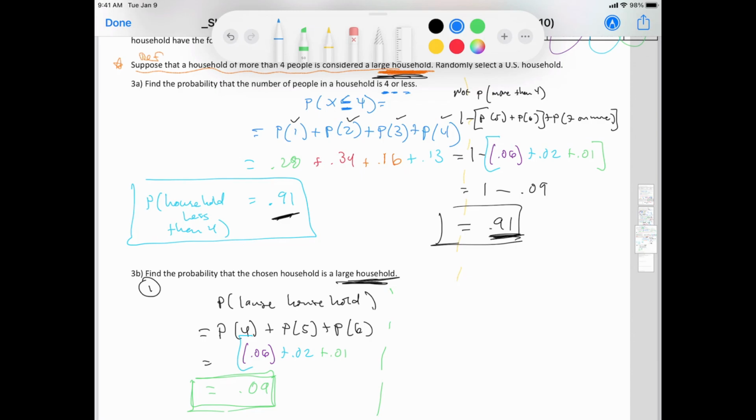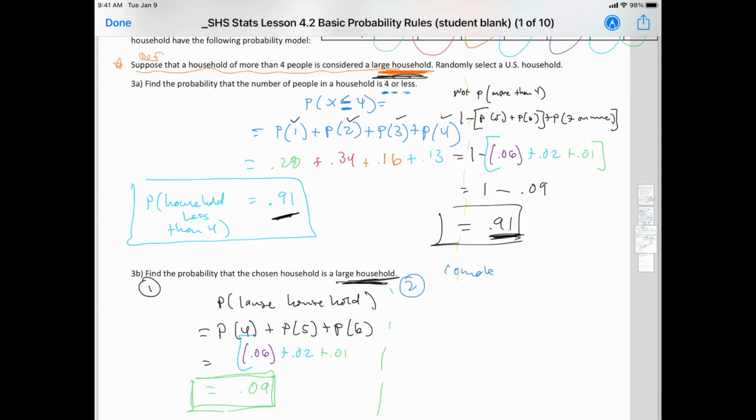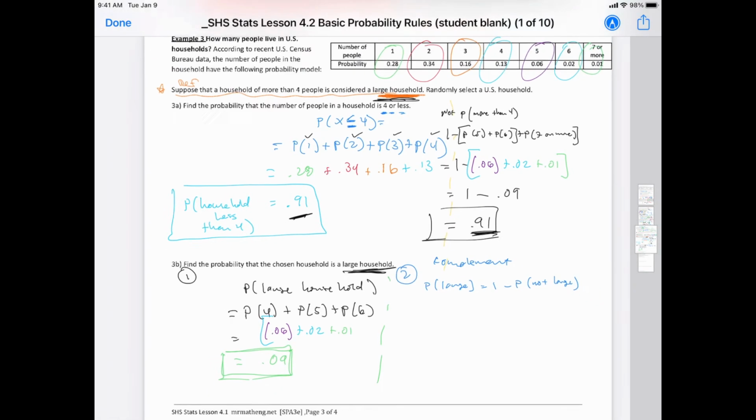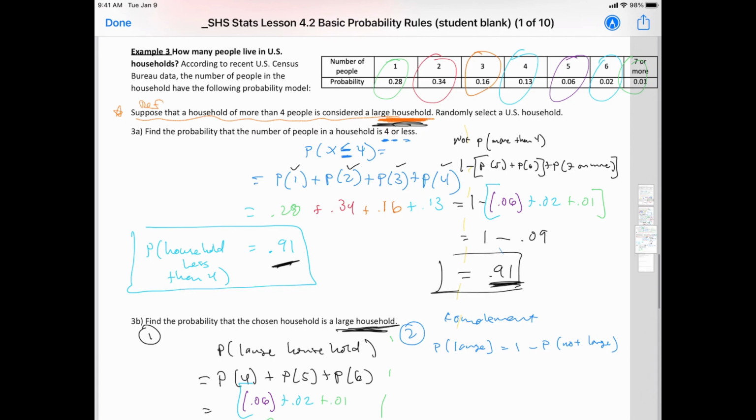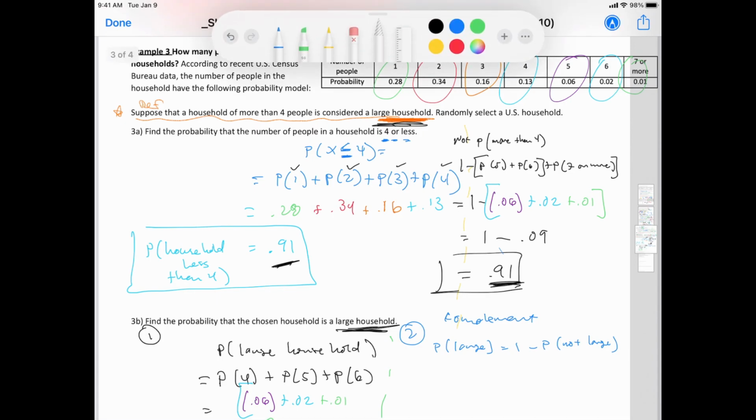Or the second way of doing this is doing the complement. The probability of large is 1 minus the probability of not large. And in that case, that would be this one up here. Not large is the smaller household, which is probability of 1, 2, 3, and 4, which is pretty much what we did up here.